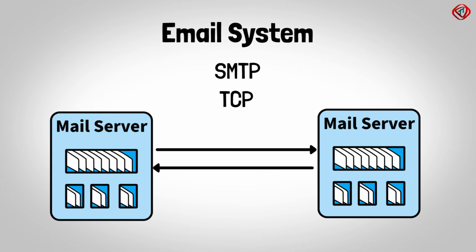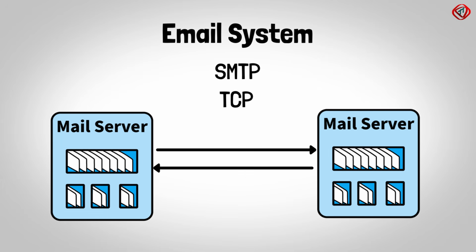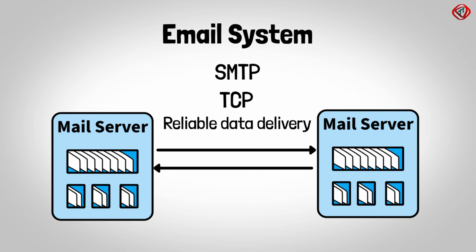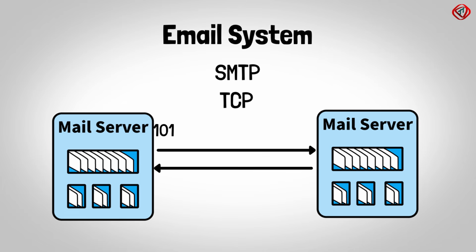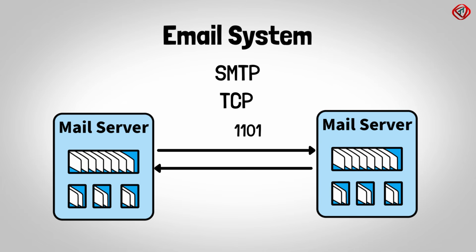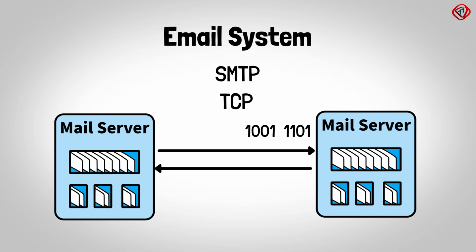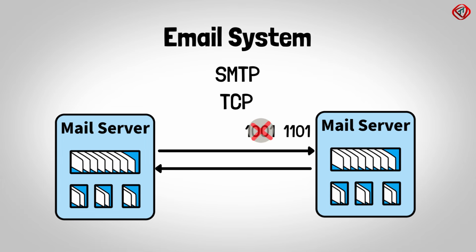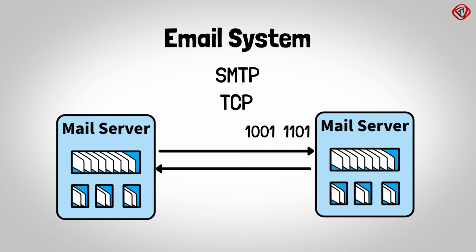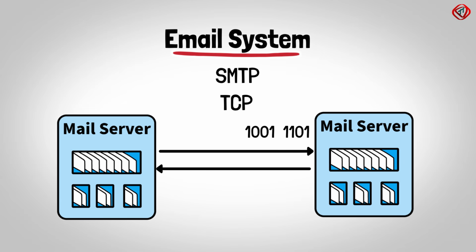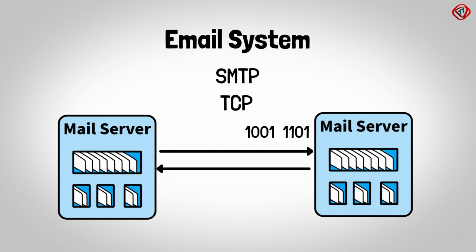It uses TCP as its transport layer protocol because TCP ensures reliable data delivery. It means when data is sent over the network, TCP makes sure it reaches the correct destination completely and without errors. If any part of the data gets lost or damaged along the way, TCP automatically resends it. This makes TCP a dependable choice for important communications like emails. Emails use more than one application layer protocol, but in this video, we will focus only on SMTP.